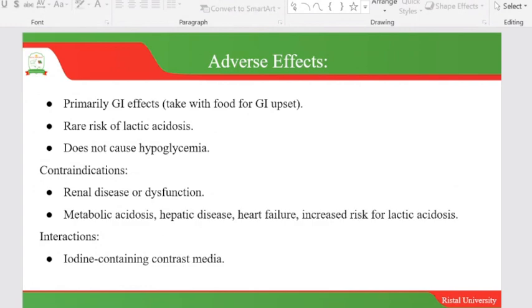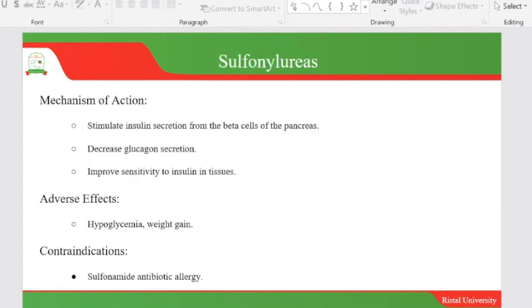What are the interactions? The drug interactions for biguanides include the following: iodine containing contrast media. Any iodine containing contrast media should not be administered together with the biguanides because they will interfere with their functioning.